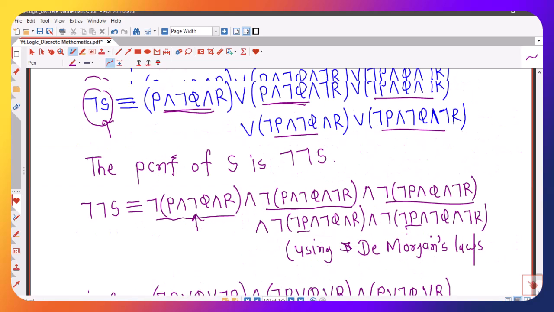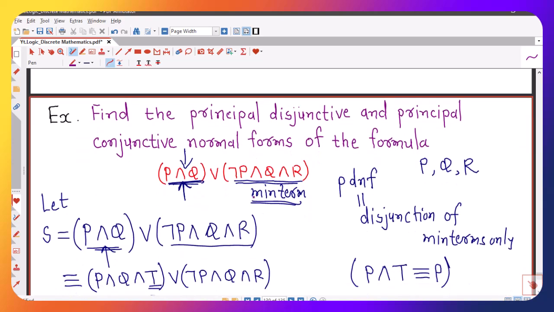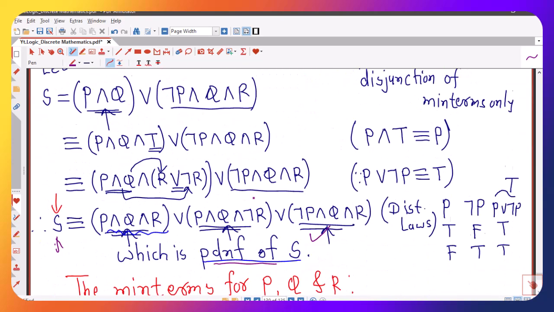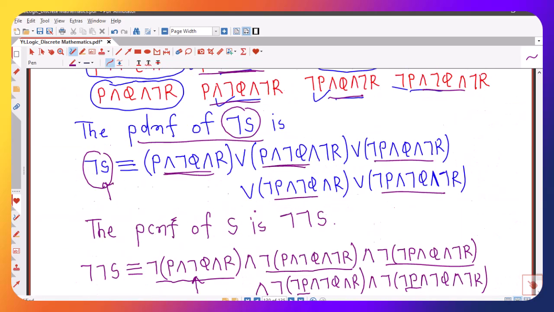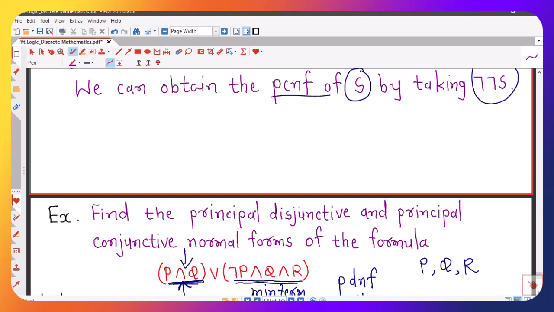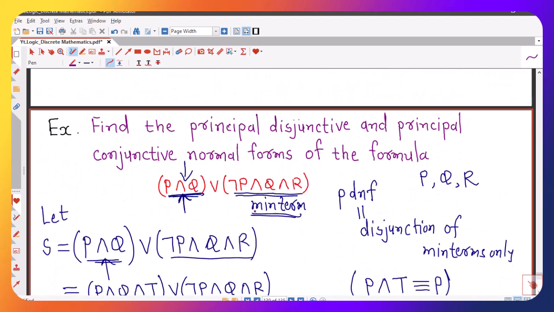So sometimes they can ask you to write down both the normal forms, principal disjunctive as well as principal conjunctive normal forms. So you can write them in this way without using a truth table. If you wish, you can use a truth table also. Using a truth table also you can write both the normal forms of a given formula.